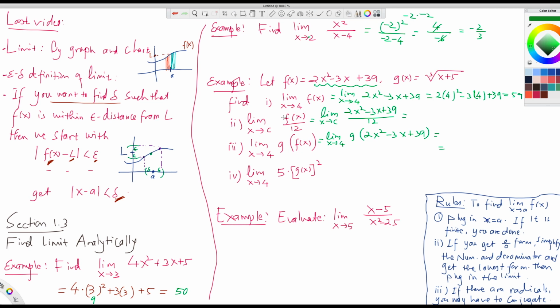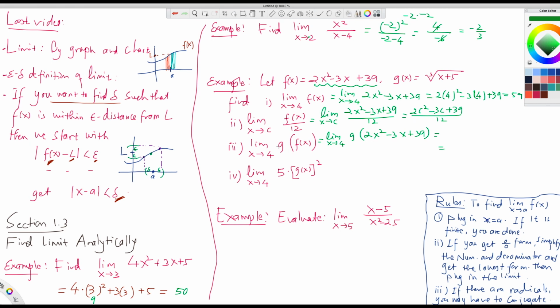Here I just replace the value of f(x). I write the value of f(x): limit as x tends to c of 2x squared minus 3x plus 39 over 12. Now we replace x by c. So 2 times c squared minus 3 times c plus 39 divided by 12. That's it. We cannot simplify further.